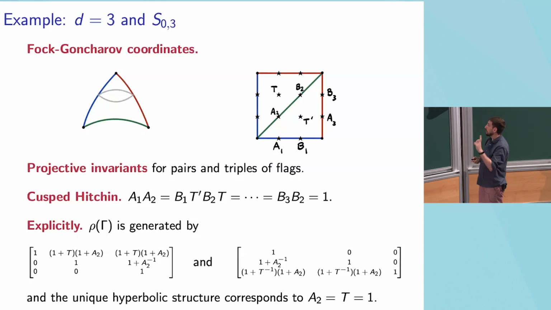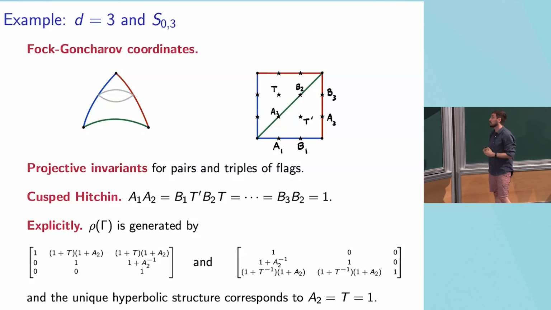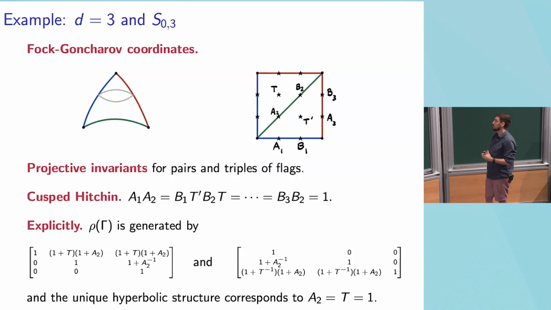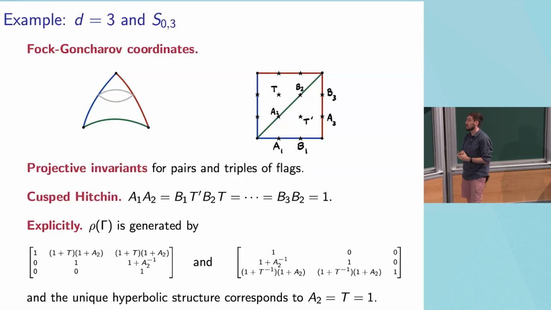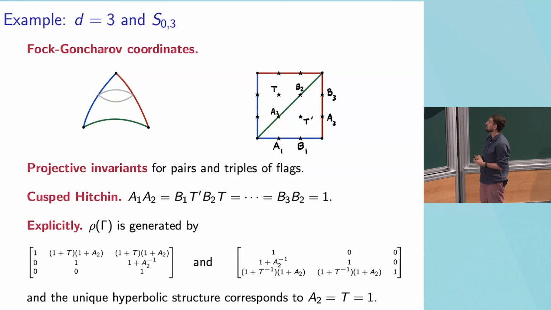And there is only one finite-area hyperbolic structure on the three-punctured sphere, and that corresponds to A2 equal to T1 equal to 1. Okay? So these are very concrete objects. That's maybe the main takeaway. Okay.